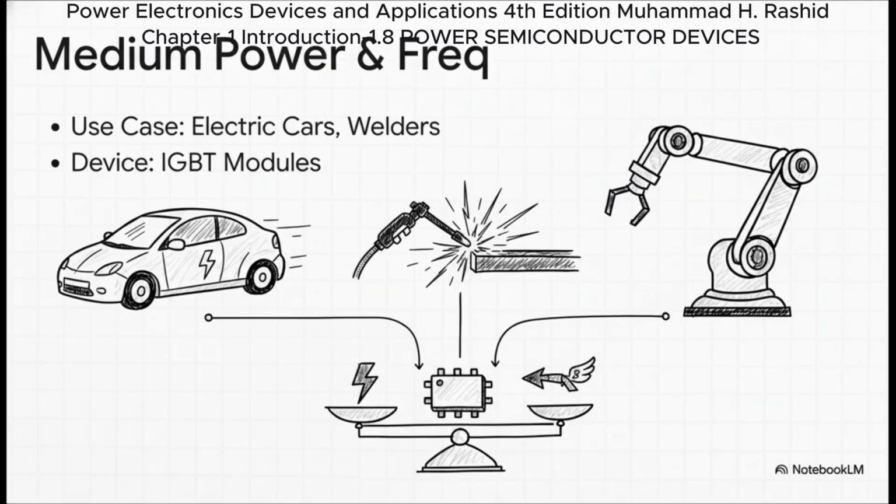Okay, now let's move into the middle ground. Things like the motor in an electric car, or an industrial robot arm, or even a modern welding machine. These applications need to handle a good chunk of power, but they also need fast switching to control things precisely. What's the perfect tool for that job? You got it. It's the sweet spot for our all-rounder, the IGBT.